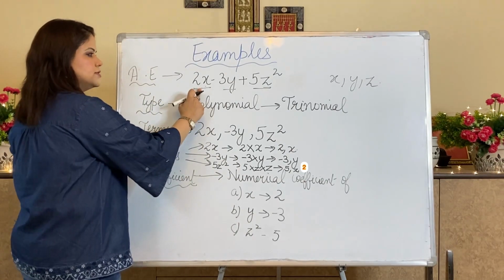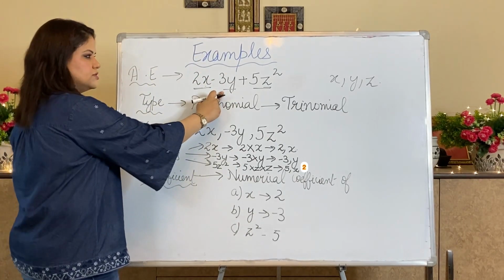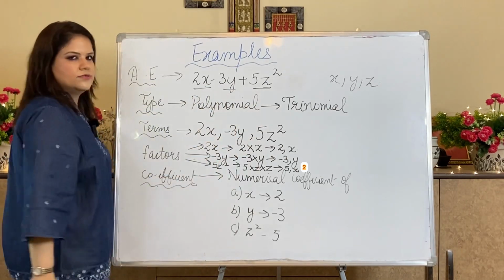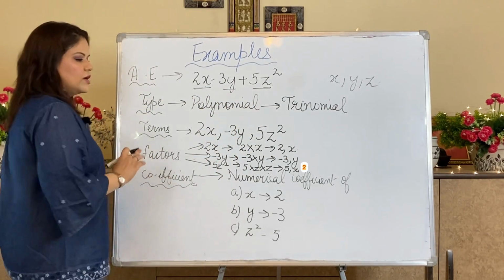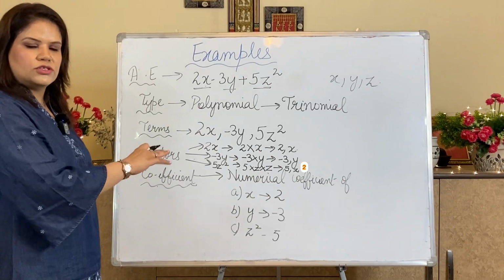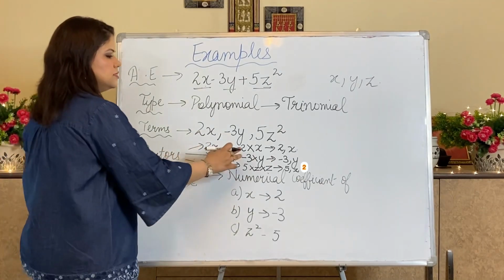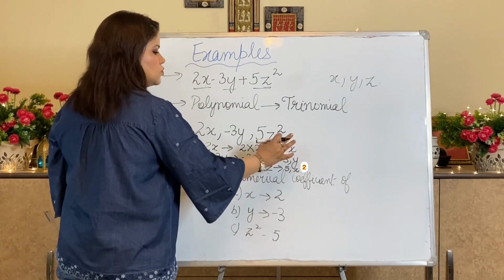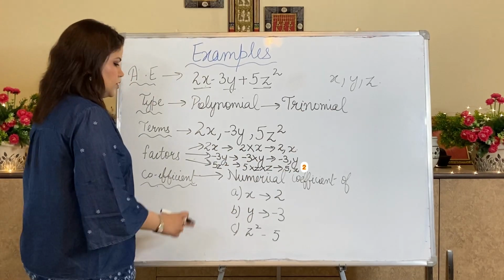First term is 2x. Next term is minus 3y. Next term is 5z square. Then I am factorizing the terms. What are the factors of each term? 2x has 2 into x. That means 2 comma x are the factors of the first term.